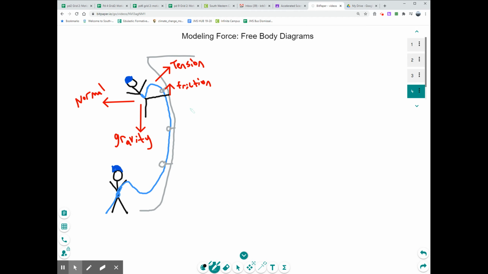So instead of making it like this, where we draw the picture every single time, you may draw a picture or there may be a picture for you. But to make it easier, we're going to use something called a free body diagram.